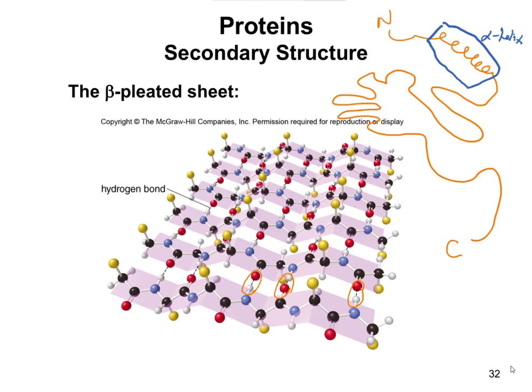And then over here, this part that I drew right there, that's going to be your beta sheet. So a protein can have an alpha helix or a beta sheet. Some proteins will have like 10 alpha helices and no beta sheet. They might have a whole bunch of beta sheets. So you can have any mixture of these particular secondary structures.